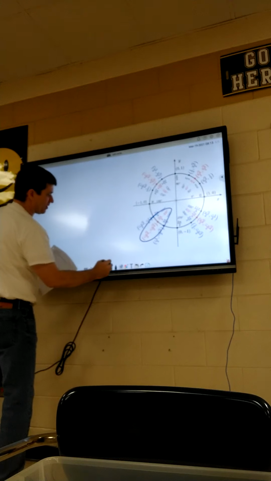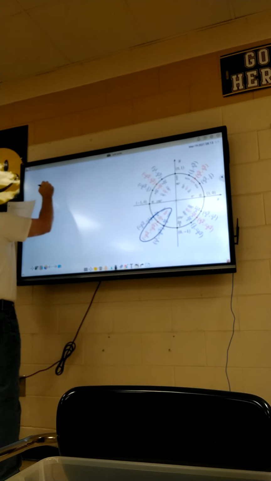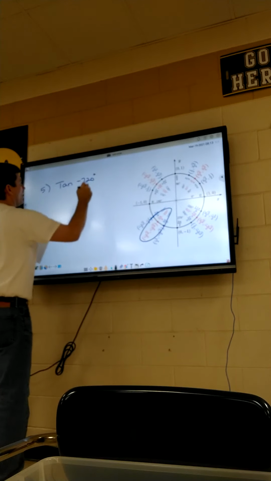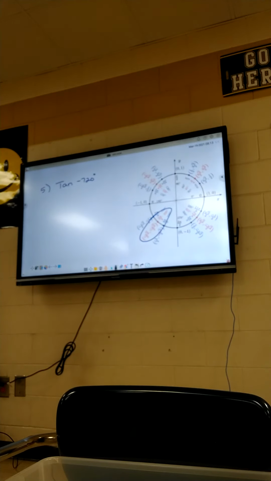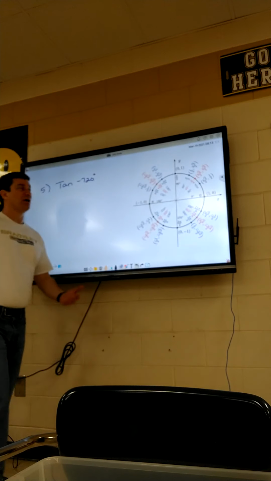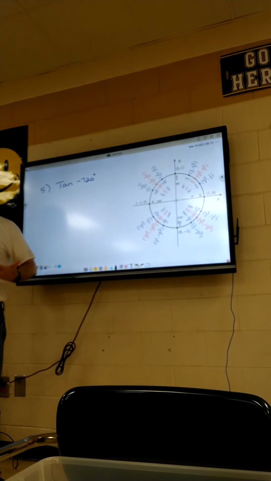Again, we're just going to jump around. Number 5, tangent of negative 720. I probably won't show y'all one like this on the test because I think you'd probably need a calculator on this one. What's wrong with that number? Yeah, well, actually, it's a negative. So what are you supposed to do when it's a negative, JP?